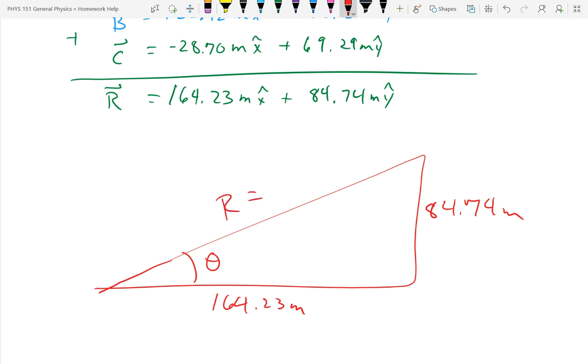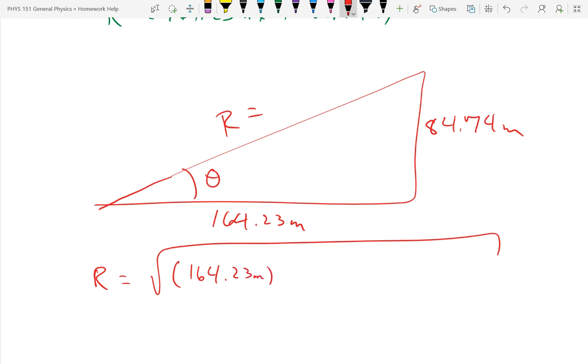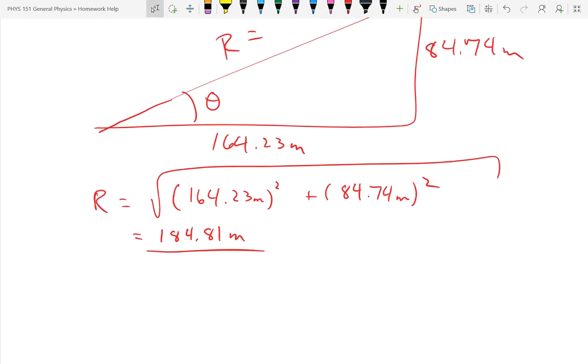So, how do I find R? Pythagorean theorem. And you put that in your calculator and get it all done, and it comes to 184.81 meters. That's really close to my 185 I got with my measurements. I was really pleased with that.